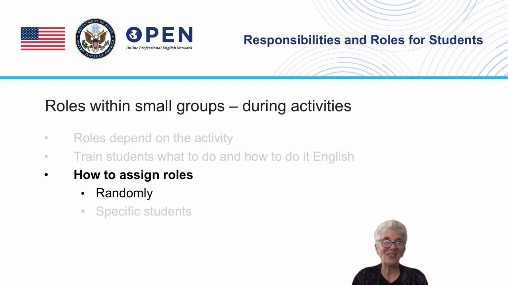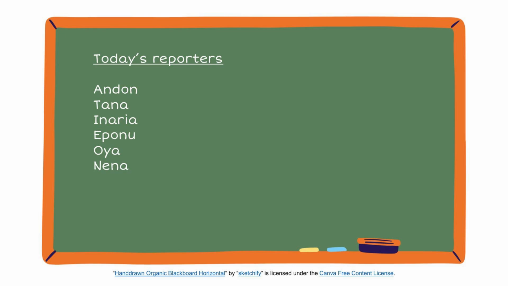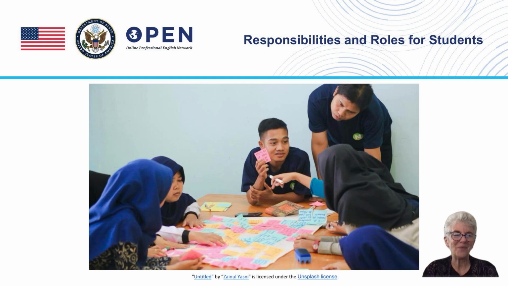Which students should take on which roles? In a large class, the easiest way is to do it randomly. For example, in one activity, the number 2 students are all the leaders. In another activity, the number 6 students might be the leaders, and so on. However, if you think it's important that certain students take on certain roles, for example, that the higher level students in each group be the reporters, you can assign roles.